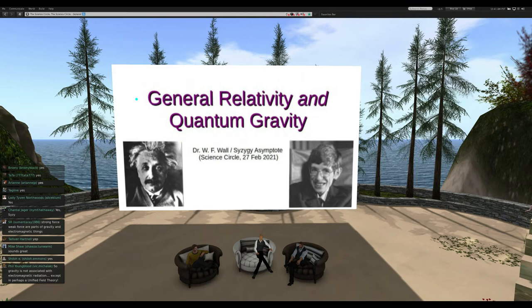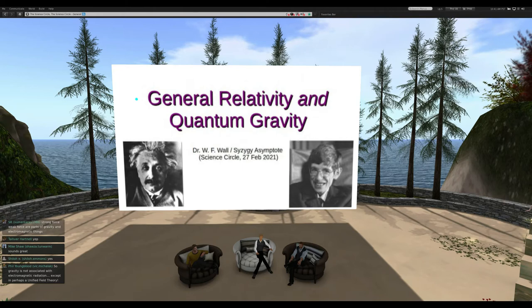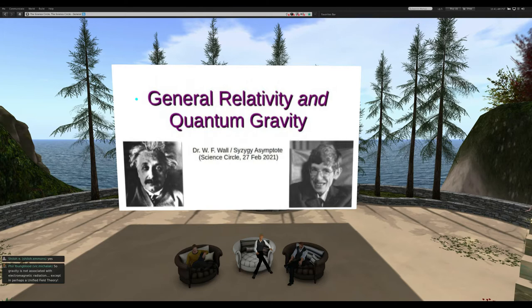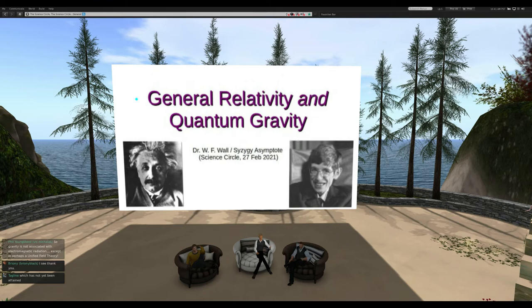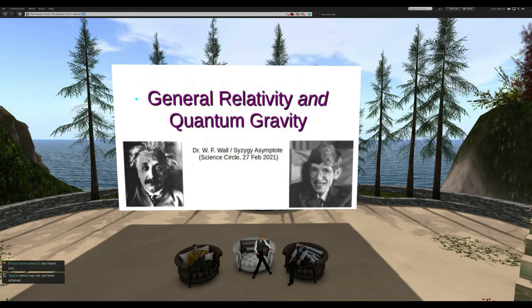So I'm going to be talking about the most complex levels of gravity, general relativity and quantum gravity. And here we see pictures of the two luminaries of theoretical physics, Albert Einstein and Stephen Hawking. Quantum gravity is an important part of the theory of everything, maybe even the biggest part of it.